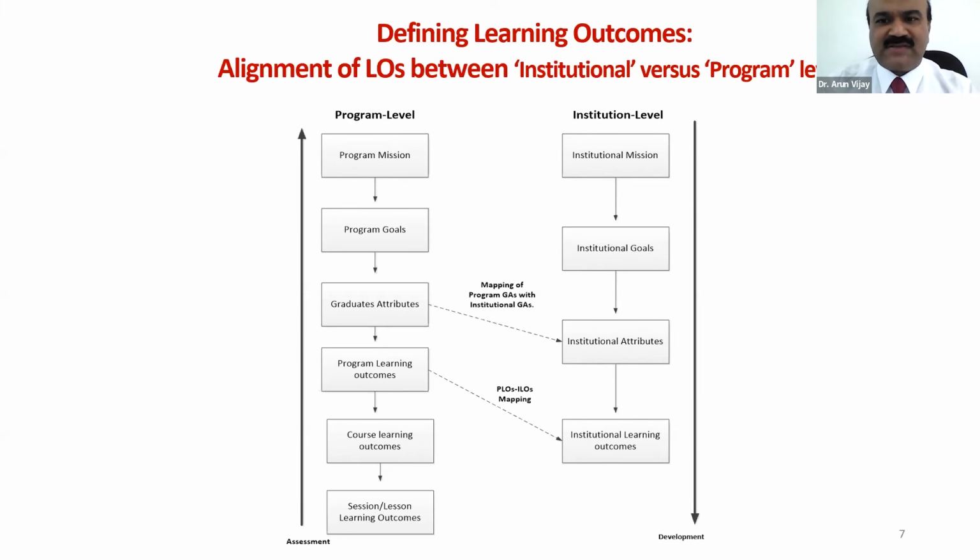You can see two arrow marks. One is the top-down approach, another one is the bottom-up approach. You can see on the right side, institution level, and left side. Whenever we go for development, it is actually a top-down approach, from mission to learning outcome development. When we go for assessment, it is a bottom-up approach. We need to measure the LLOs, lesson learning outcomes. Based on that, we have to measure the course learning outcome, then program learning outcome. Based on the PLO, we measure graduate attributes. Then you are able to measure the program mission. So this is about the development.